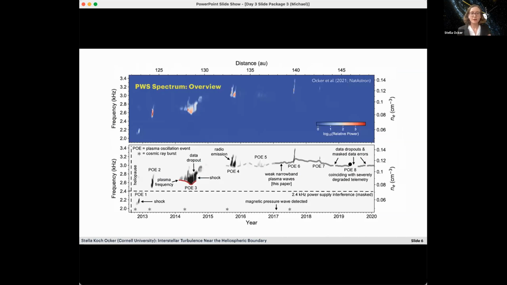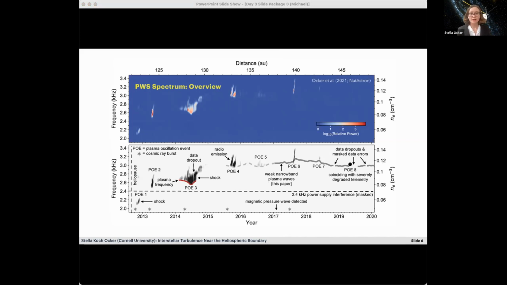Here I'm showing you an overview of all of the data that was recorded by the Voyager 1 wideband receiver since Voyager 1 crossed the heliopause in 2012 through early 2020. In the top panel, you can see the relative electric field intensity as a function of frequency versus time. On the bottom panel, you can see a schematic diagram that points out a number of features in this PWS spectrum. The main feature that you'll notice are these bright bursts of power, and these are the plasma oscillation events that are triggered by shock waves coursing out through the heliosphere and into the very local ISM. By tracing the lower frequency cutoff of these plasma oscillation events, we can measure the plasma frequency and infer an electron density, which is shown on the right-hand axis.